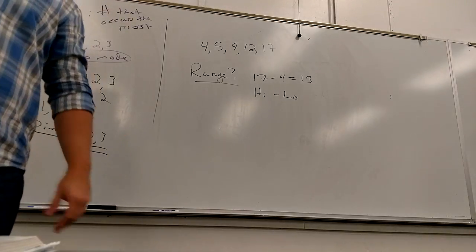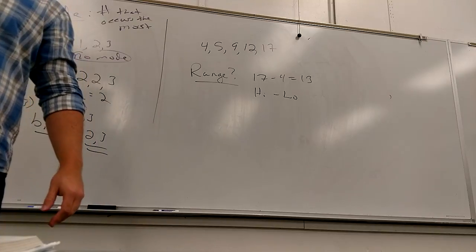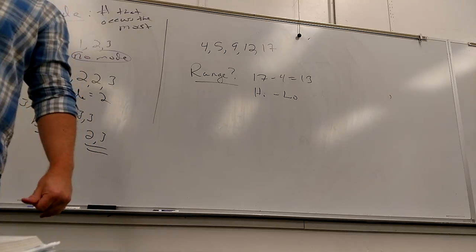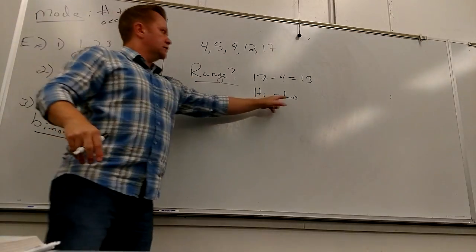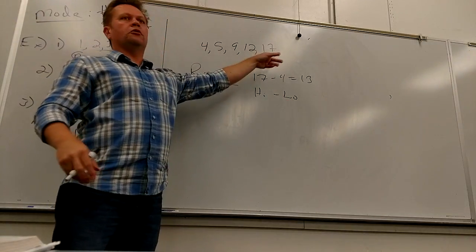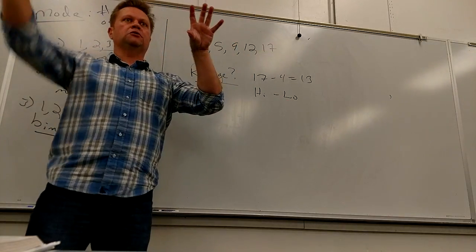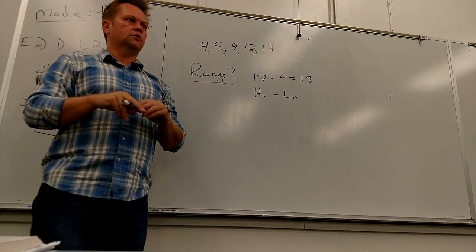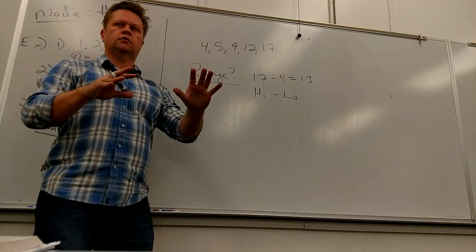Quick question. Do the numbers have to be in order to do the range or no? Well, it's high minus low, so it doesn't matter if they're in order. You just have to get the highest one and the lowest one. Yeah, that's all that matters.